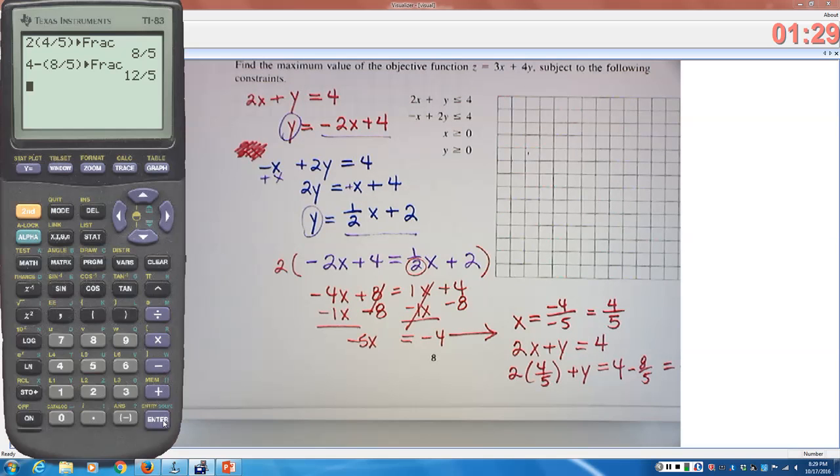If you prefer your graphing calculator, hit your y equals button, clear whatever's there, and enter the solve for y versions of the equation. So that's going to be negative 2x plus 4 for the first equation here. Enter. And the other one is going to be 1/2 x plus 2.